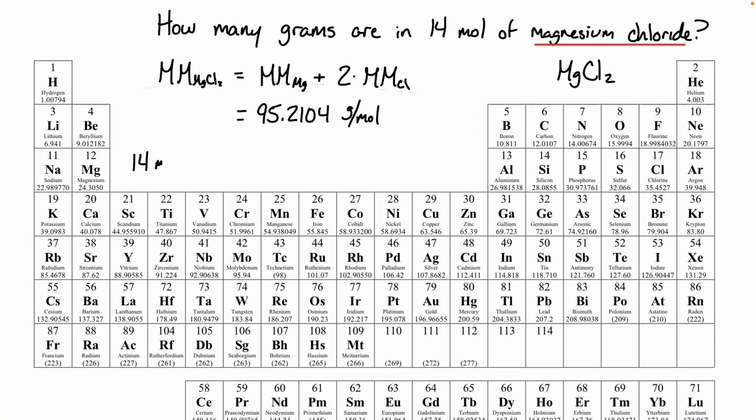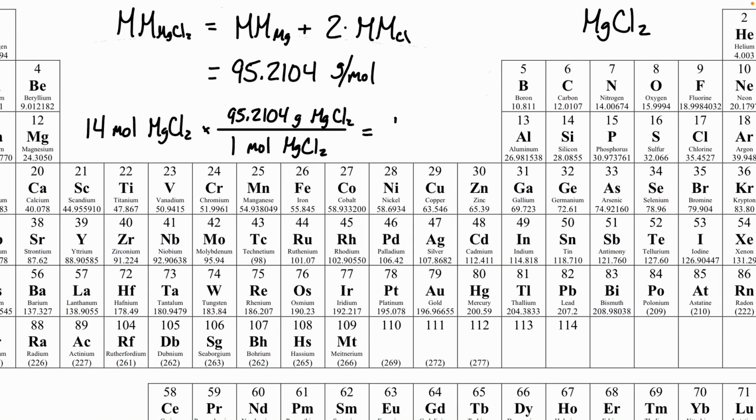So then if I start with my 14 moles of MgCl2, I'm going to multiply by that molar mass so that moles stay on the bottom. All right, I punch this into my calculator. I get 1332.94. How many sig figs should my final answer have?